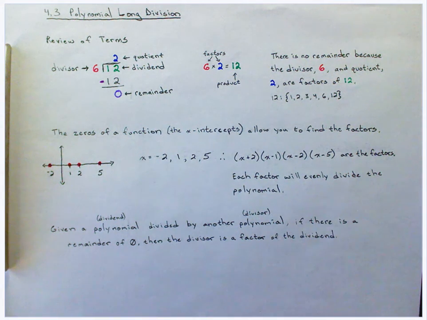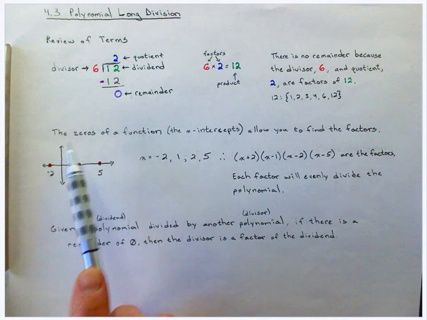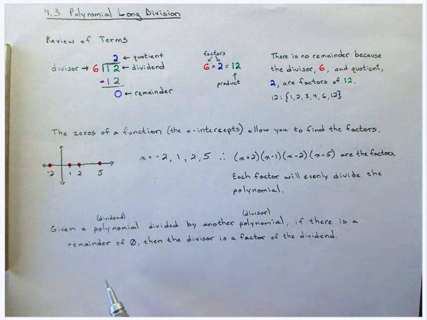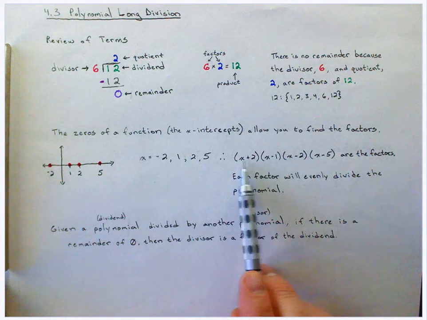Now we're going to take this basic concept of long division dealing with just arithmetic, and look at how we can do it algebraically with polynomials. We will begin with something that we've covered extensively: the zeros of a function. We know that the zeros of a function are the x-intercepts. And the zeros of a function allow you to find the factors of that function, meaning I can take a complicated, high degree polynomial and break it down to basic terms.